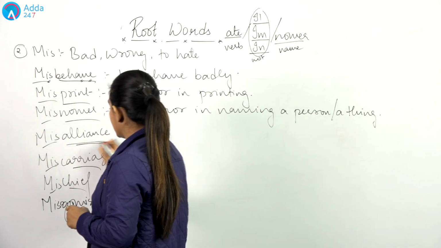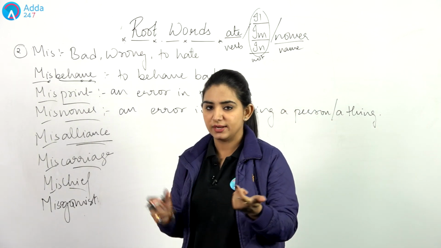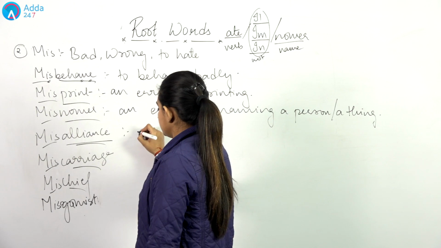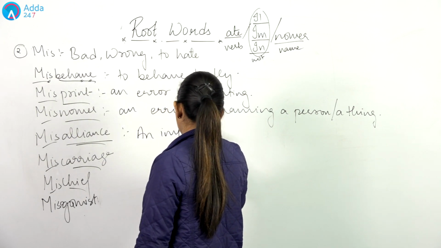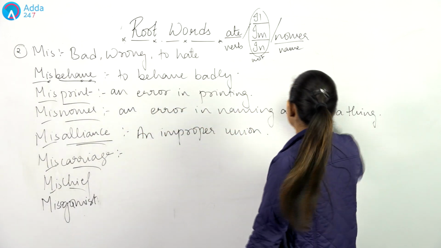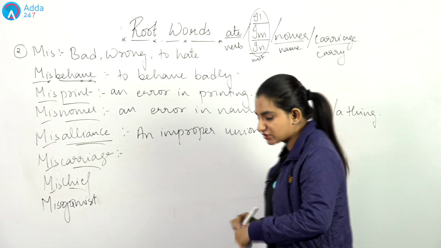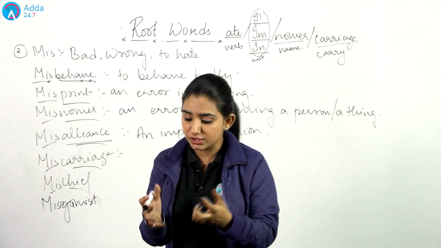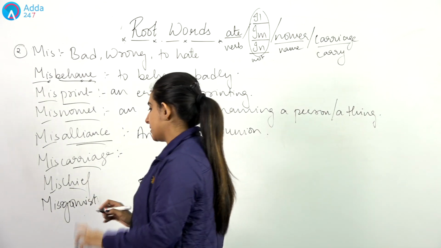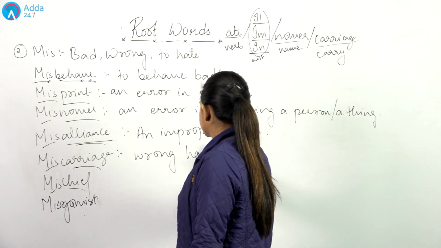Next is misalliance. Alliance means working together, union of something, right? And when I say misalliance, what does this mean? It means that something went bad in that union. So misalliance means an improper union. Then I say miscarriage. Carriage is a word that defines carrying something from one place to the other. And miscarriage means that you did not carry that thing or that person quite well. So that is what we mean by mishandling. Miscarriage is what we mean by wrong handling.